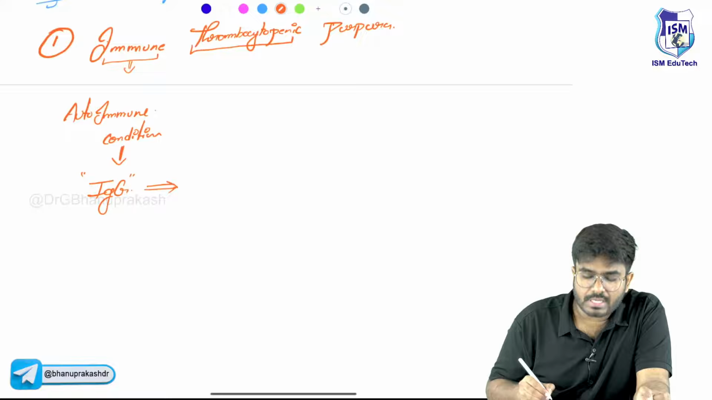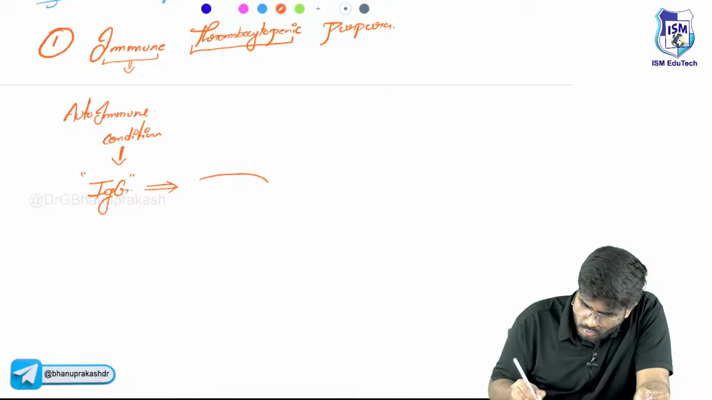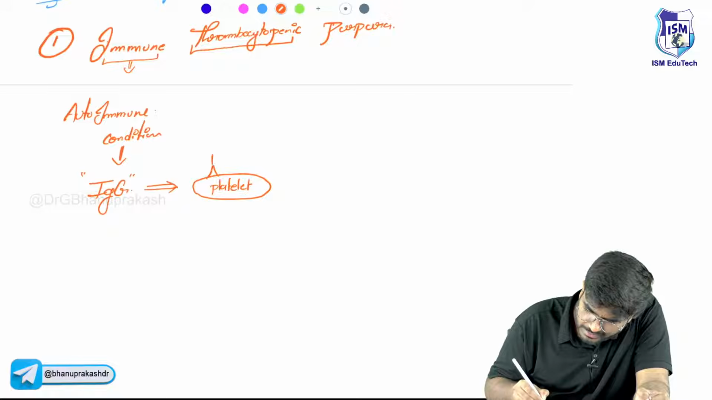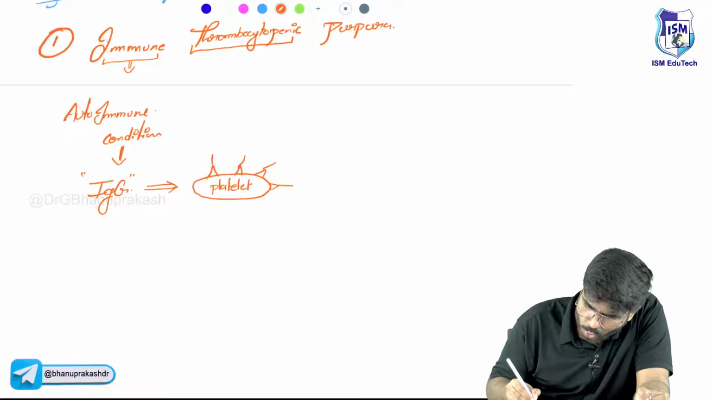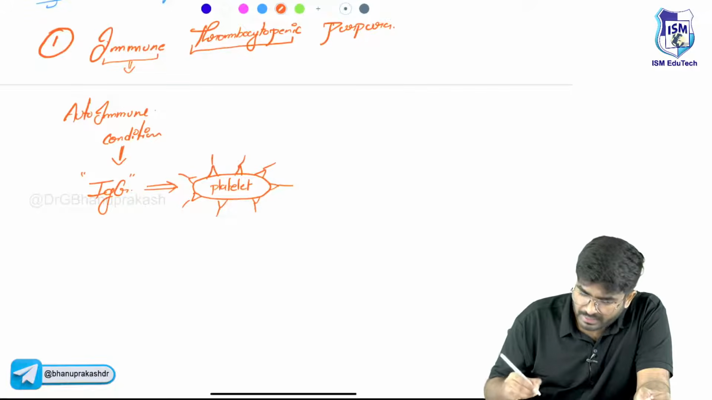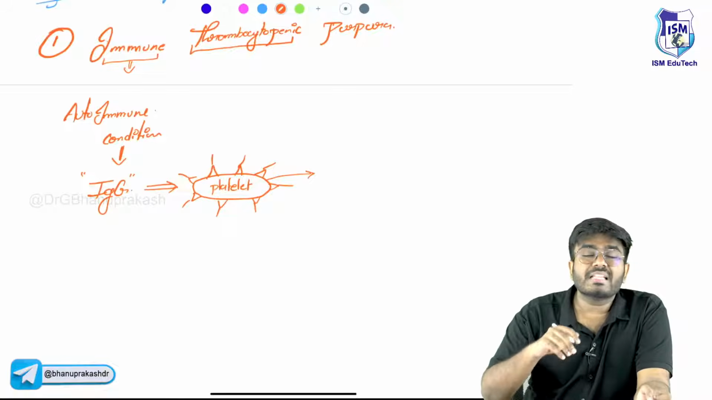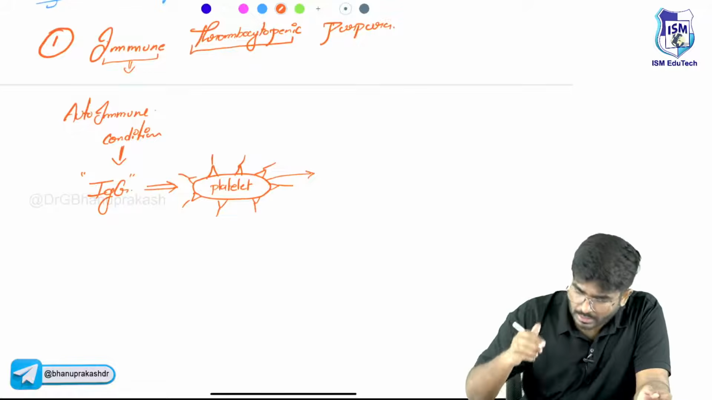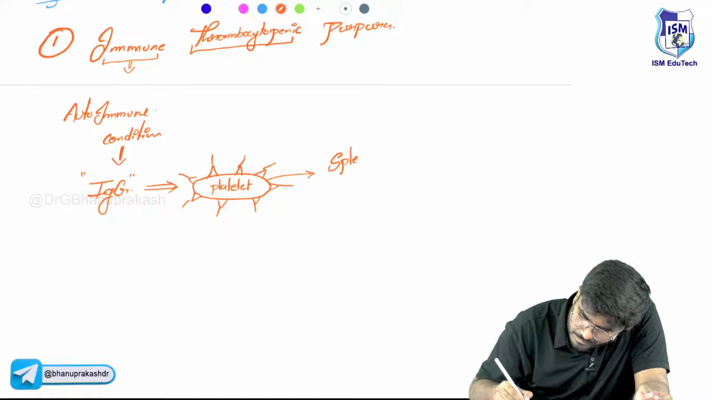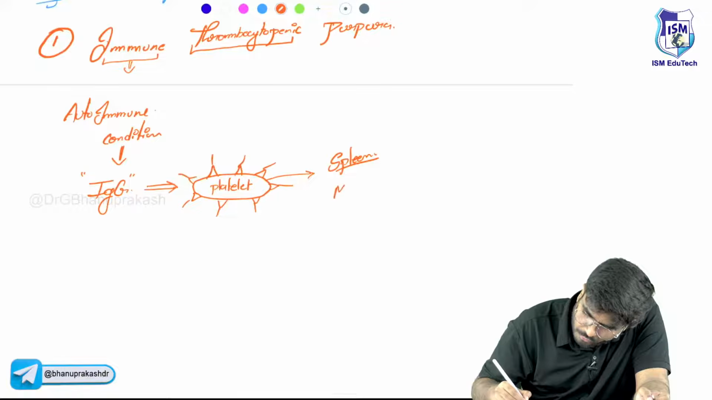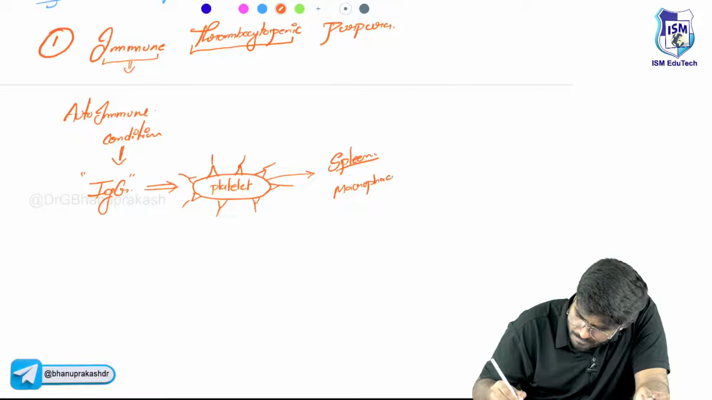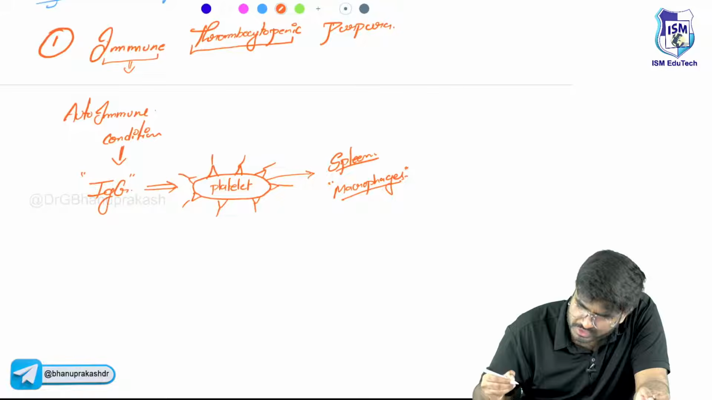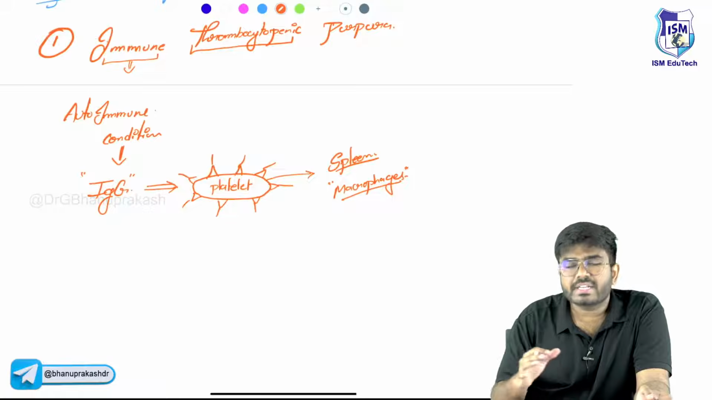These IgG antibodies are going to go and bind with what? Platelets. This is a platelet. So these IgG antibodies get coated onto these platelets. Because of this, the platelets are going to be destroyed in the spleen. Such platelets, which are coated with such antibodies, are now in the spleen, where the splenic macrophages are going to totally destroy them.